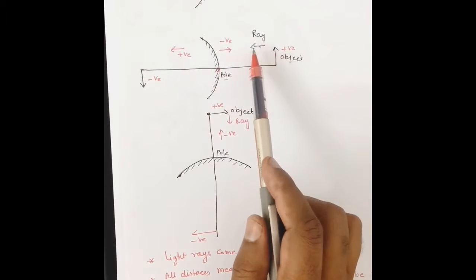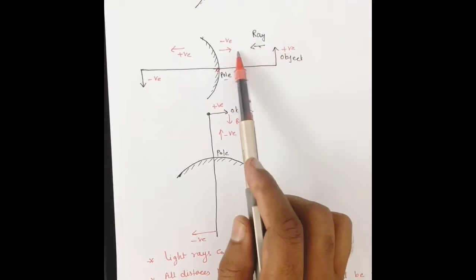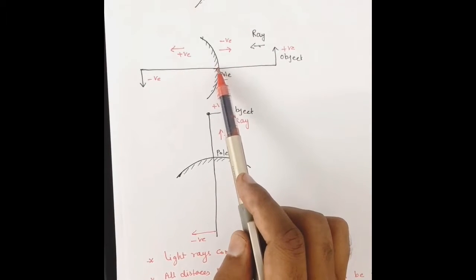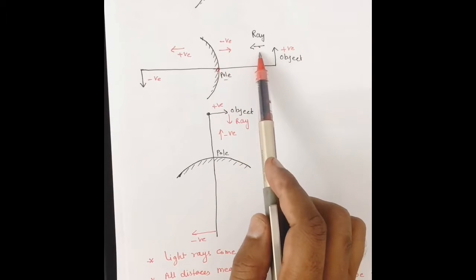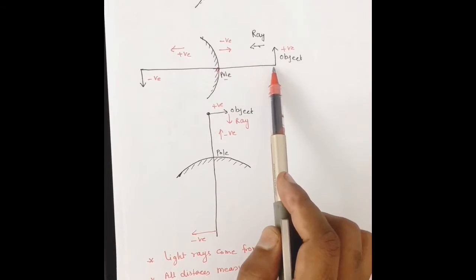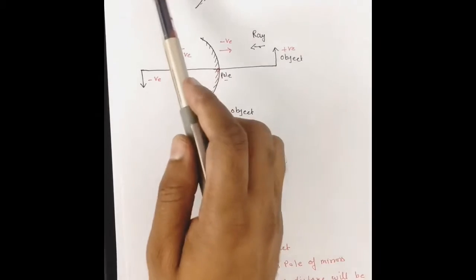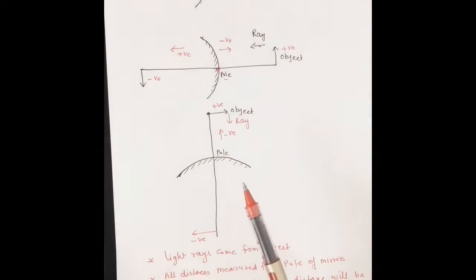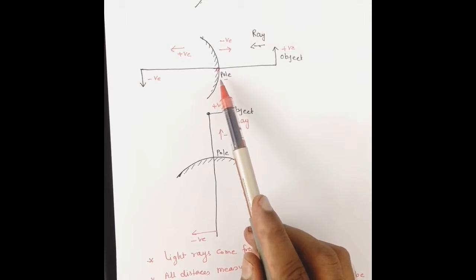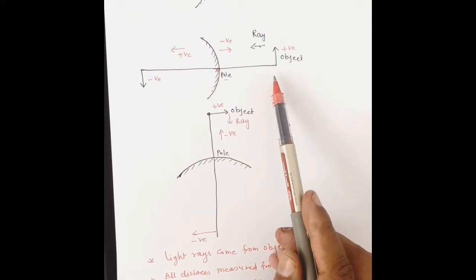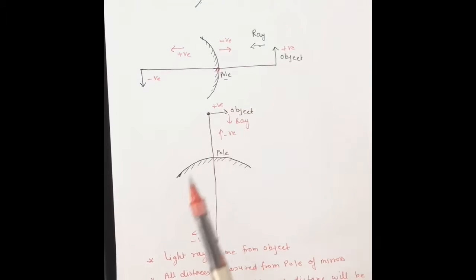Because the light ray always comes from the object, you are measuring distance from the pole, so you are moving to the right side. Right side means opposite to the direction of the light ray. It means the object distance in this case is also negative, and in the earlier case also negative. It's not like left side negative, right side positive. While measuring any distance, if you are moving in the same direction as the light ray, that distance will be positive. Opposite direction of the light ray, that distance will be negative.